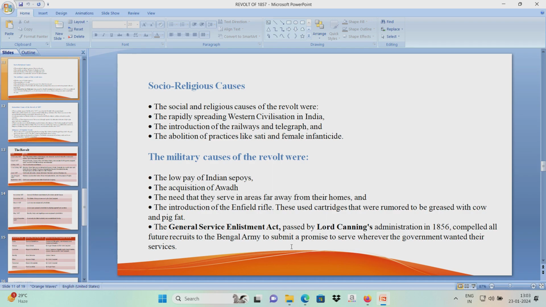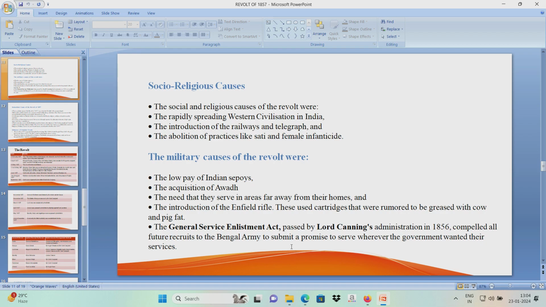These feelings were worsened by the government's decision to tax mosque and temple lands and the passage of laws like the Religious Disabilities Act of 1856, which also led to this event. And the main thing was not allowing a son to inherit his heathen father's property, which is called the doctrine of lapse.